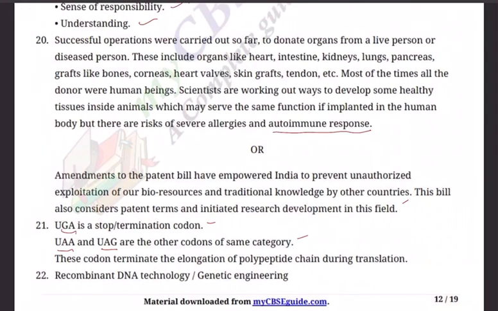And what is the role in protein synthesis? These codons terminate the elongation of the polypeptide chain during translation. So translation comes to an end with this.